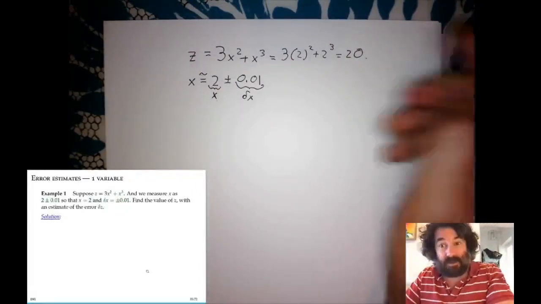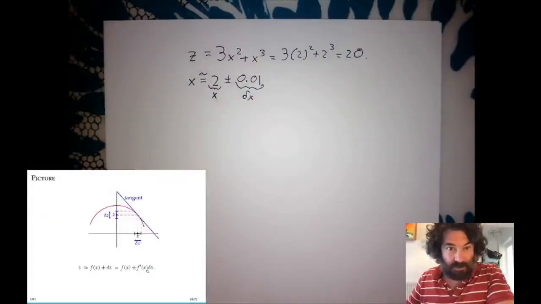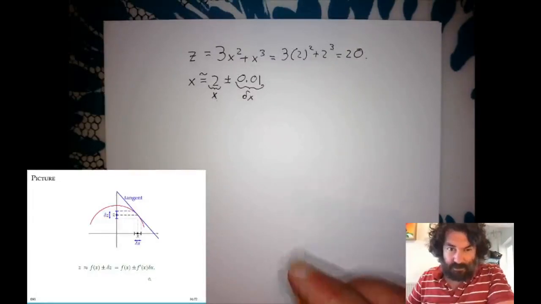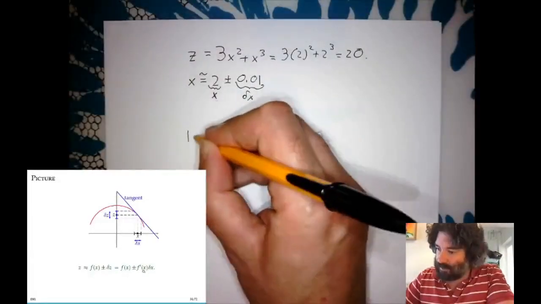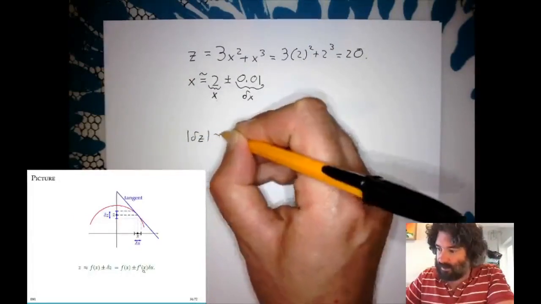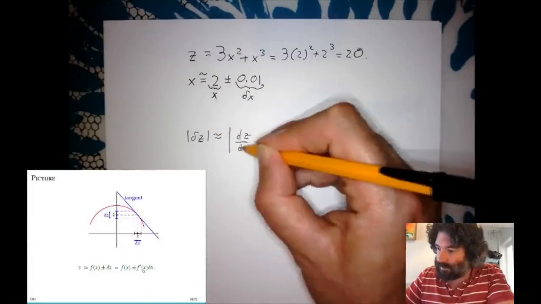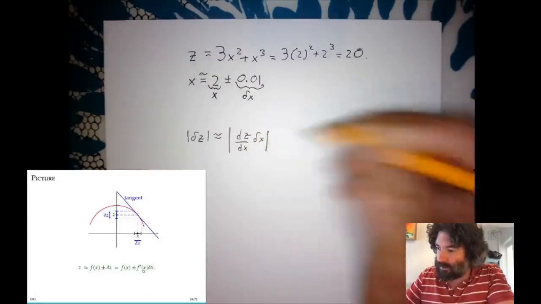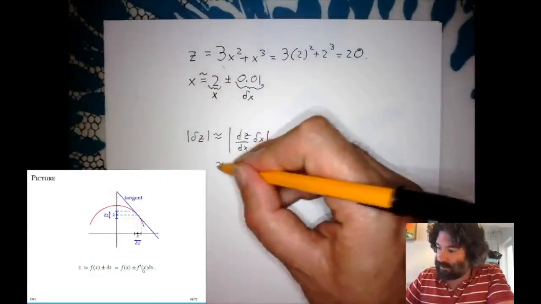But then what should the size of the error be? So based on the formula from the previous slide, maybe I can go back. Okay, so based on this formula for the error, the delta z is going to be this derivative of z with respect to x times delta x. So modulus of delta z is approximately dz dx times delta x. And here is z as a function of x. And so we calculate this derivative.